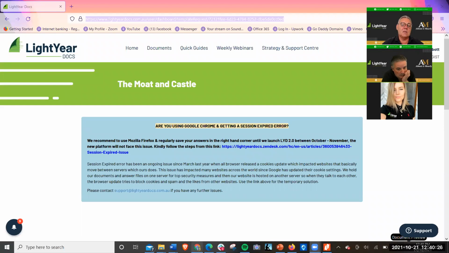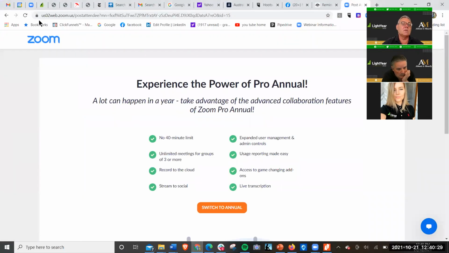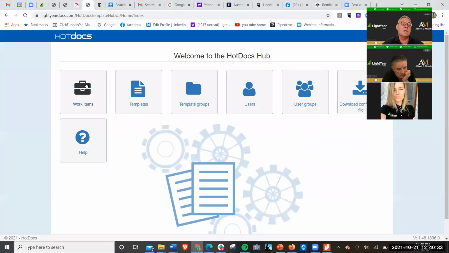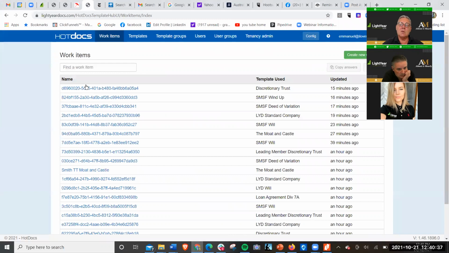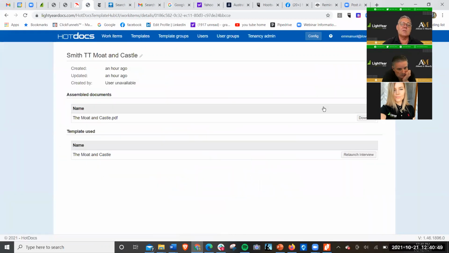So what I've done is we've got the back end, and although this back end is only going to be around for a few more months, it will be supplanted by the new LightYear Docs 2, which is coming out. So you can see these are all the documents that are going through. We've got that. Well done for someone there. He's doing the Moat Castle, and here's Grant's preempted Moat Castle that we've got there.